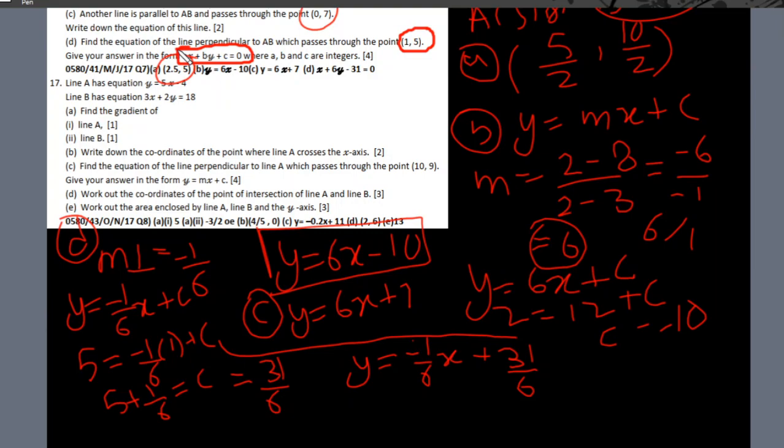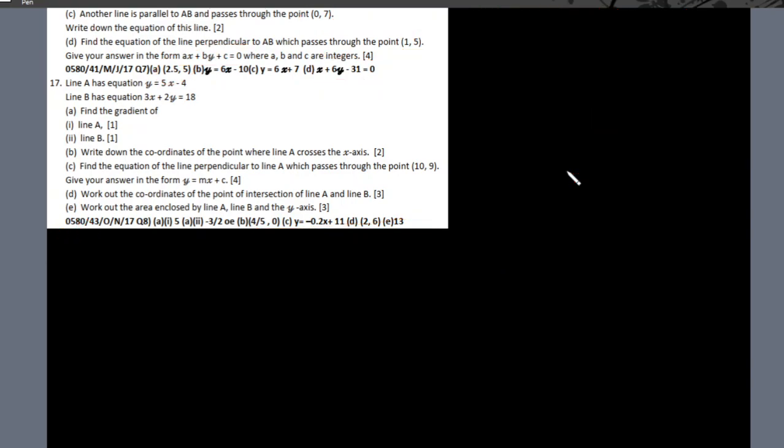So I'll take 6 as the LCM and move it to the other side, this will become 6y, then let's take x to the other side, plus x minus 31 equals 0. So this is the answer, just rearrange it a bit and we get x plus 6y minus 31 equals 0. Okay, this was question 16.